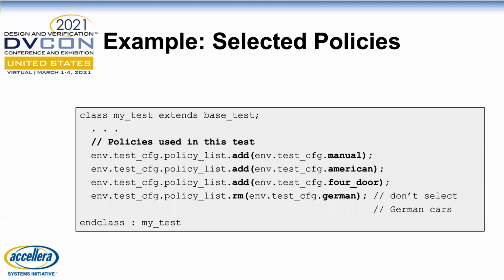By using policies, we can have an easily understandable list of constraints to draw upon that minimize deep understanding of the test bench. Here, the test writer is aiming to configure a car that is an American-made four-door vehicle with a manual transmission. Pretty clear and concise. Now, let's take a look at how we can accomplish this.